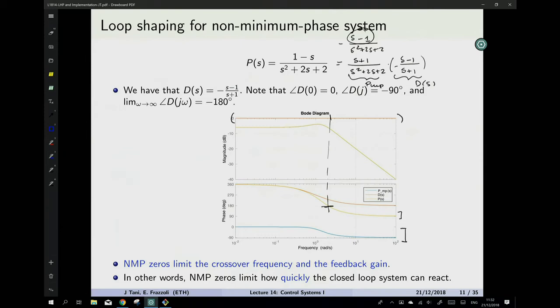It's that the crossover frequency cannot be too high, because the more you push the crossover frequency to high frequencies, the more you get a negative phase contribution, a lag. So this can be said, in other words, that non-minimum phase zeros limit how much you can crank up the gain of your system, or how much you can push your crossover frequency to high frequencies. This fundamentally means that it limits how quickly your closed loop system, your controller, can react to things going on. It's a big limit on performance.